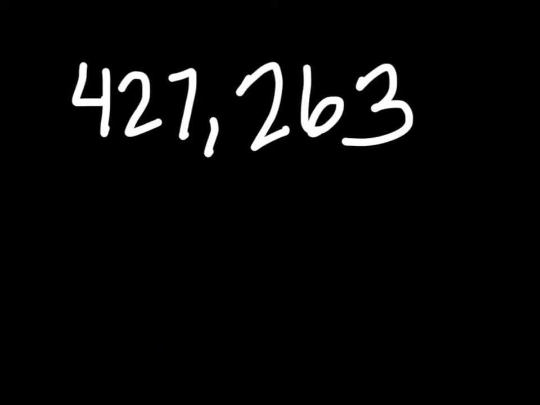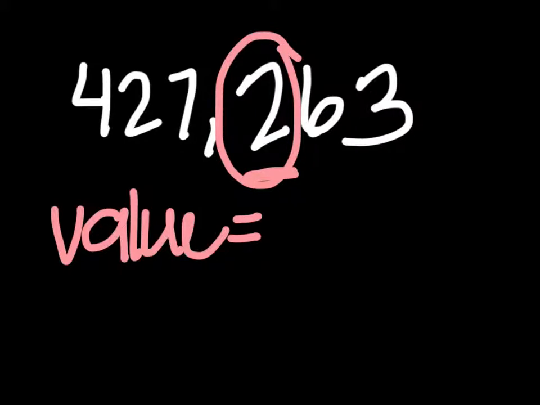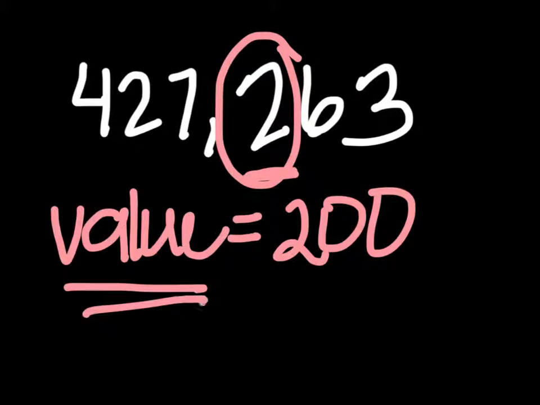Let's look at that 2 again. But this time, instead of looking at the place value, let's talk about the value, or how much that number is worth. How much do you think that 2 is worth? $2? $20? $200? $2,000? How much do you think you have if you pulled that 2 out of that number? If you said 200, you're correct. The value, or how much money it's worth, is 200.